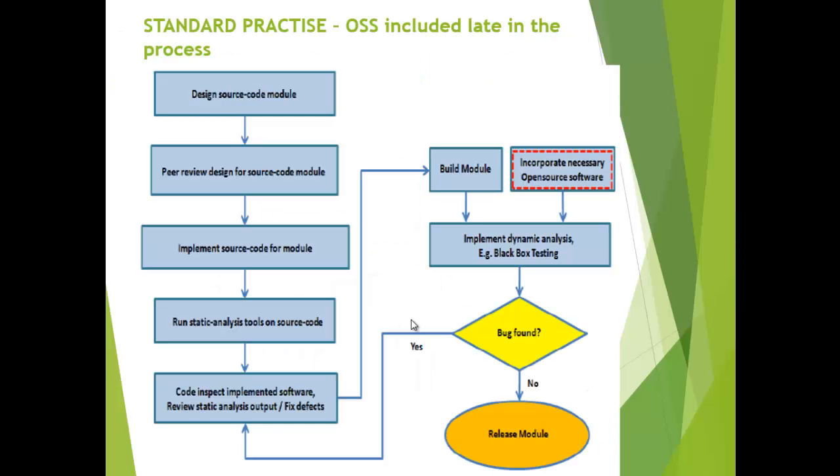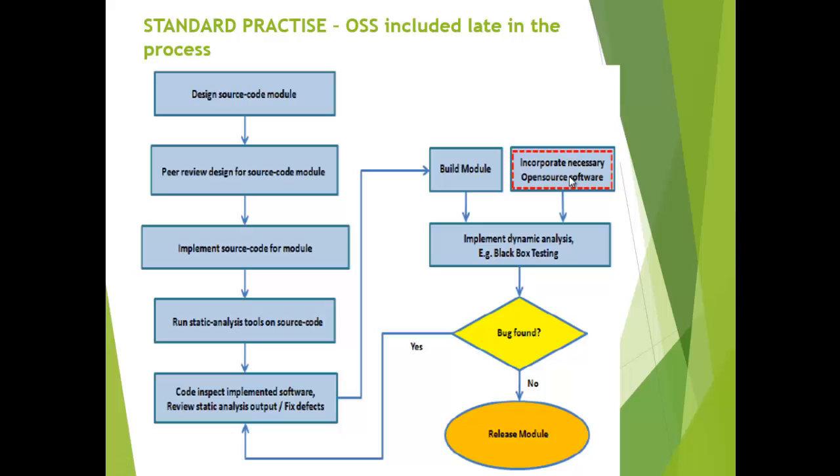The paper, after analyzing the results of the bugs found, presents a manner in which the bugs can be found better. The standard practice, as we see, is that the open source code is included late in the bug finding process. After the static analysis tool is run on the source code, on the corrected output we include the open source software usually.